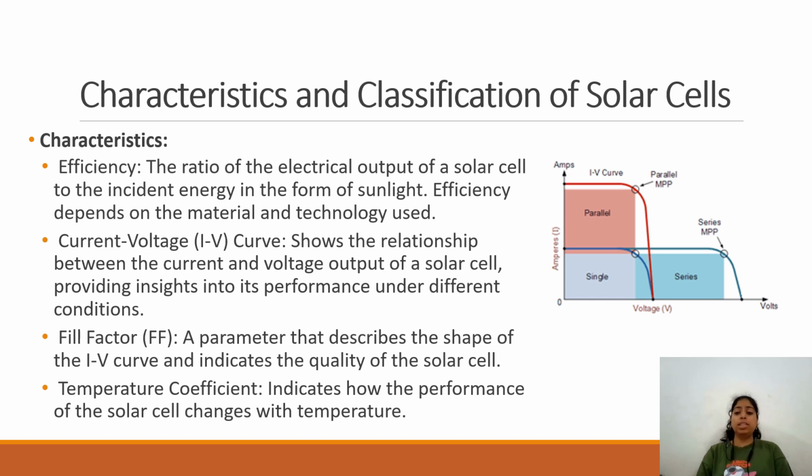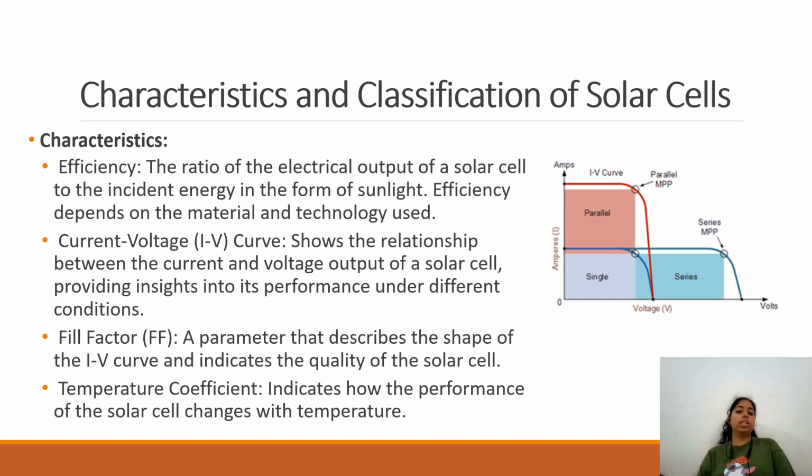Characteristics and classifications of solar cells. Let's look at characteristics. First characteristic is efficiency. The ratio of electrical output of solar cell to the incident energy in the form of sunlight. Efficiency depends on the material of the technology used. So efficiency is always depending on what kind of material we are using in the solar cell.